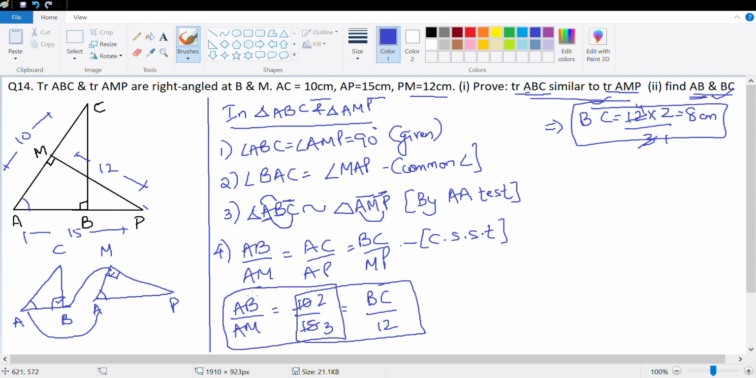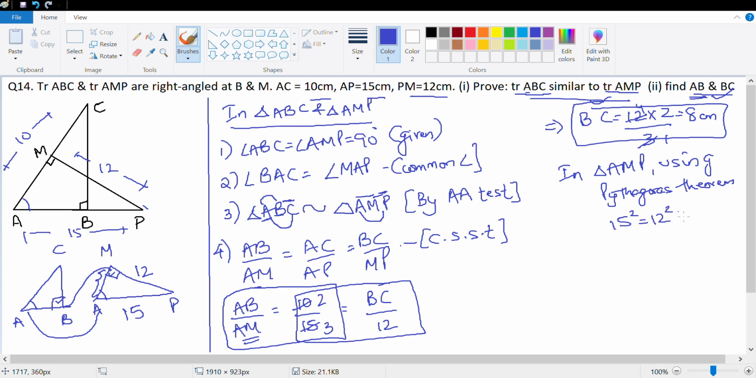AB upon AM is equal to 10 upon 15, that is 2 upon 3. So I need to know the value of AM. So now let's look at this triangle AMP. I know AP is 15. MP is 12. Using Pythagoras theorem, I can find AM. So in triangle AMP, using Pythagoras theorem, what I get is 15 square is equal to 12 square plus AM square, which means 225 minus 144 is equal to AM square.